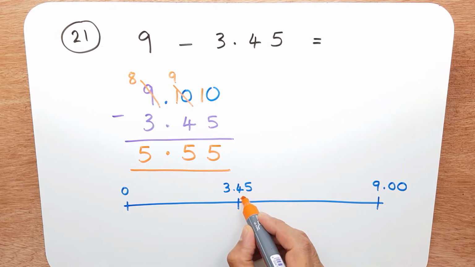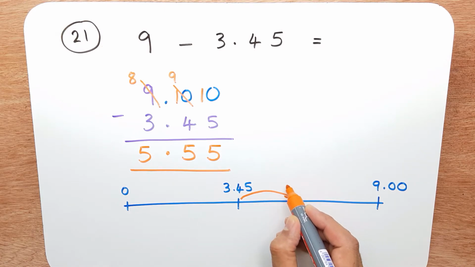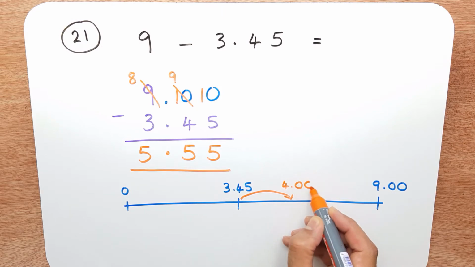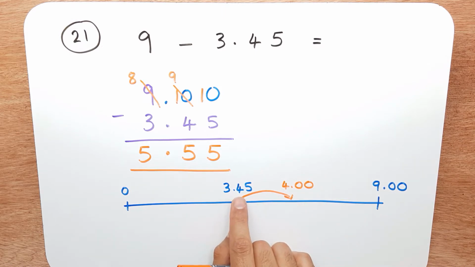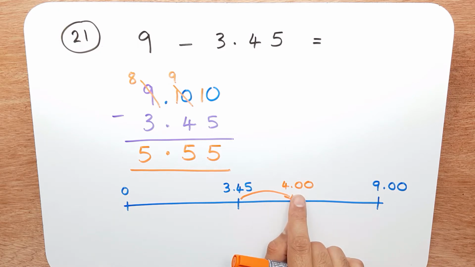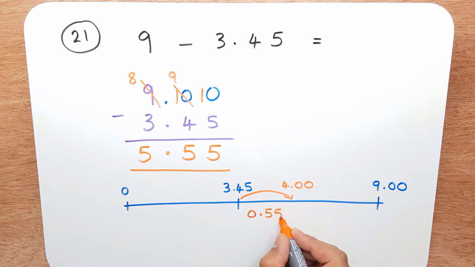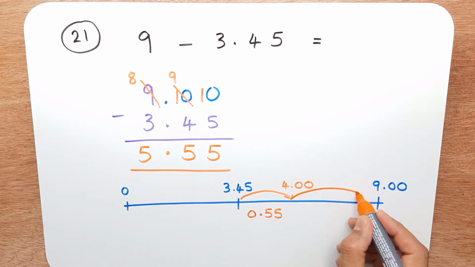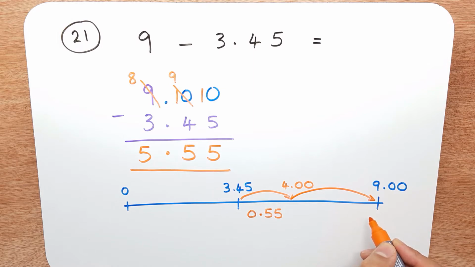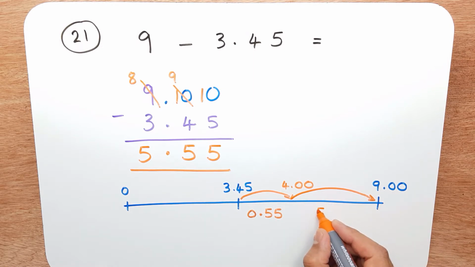To go from 3.45 to 4.00, you can look at this as £3.45 and this as £4. So you need to add 0.55, 55 pence. That's how you can look at this. Now, how do I get from 4 all the way to 9? I simply add on 5. Now I can write 5 as 5.00.